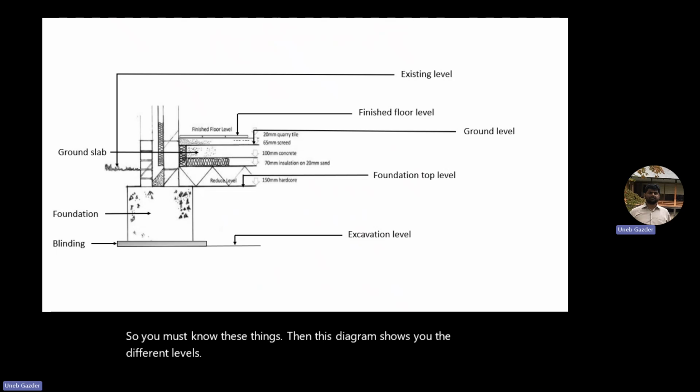I told you about blinding. It's a very weak grade of concrete, which we use for support or for providing a smooth surface under the footing. This is my excavation level. This is the reduced level which I achieve after bulk excavation. And then you fill it with hard, compacted material. We call it hardcore. And then you have the floor slab and then waterproofing, screeding, and so on, and you reach the ground level. So this was your existing ground level. From here, you dug up to here, and then the filling and so on.